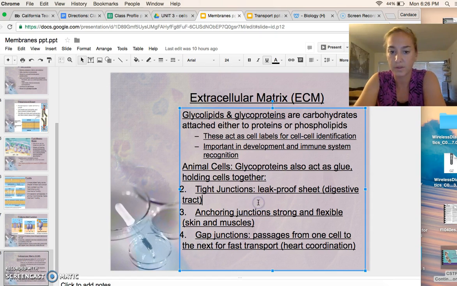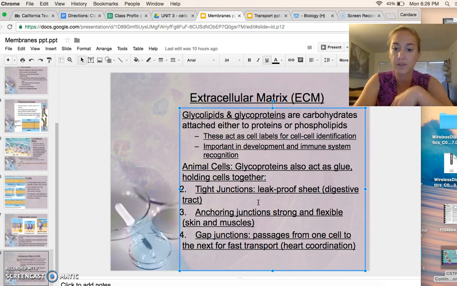So one is through a tight junction. A tight junction is when the cells are held very tightly together. And this would be like in your digestive tract. You wouldn't want things like acid and nutrients just flowing out of your stomach or other parts of your digestive tract. So the cells in those areas are very tightly held together.